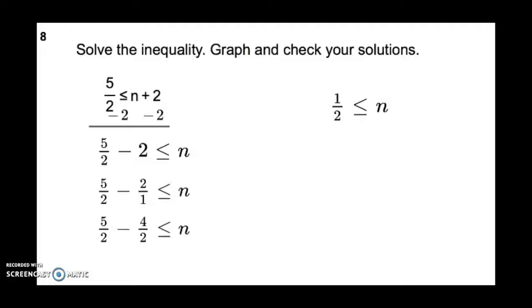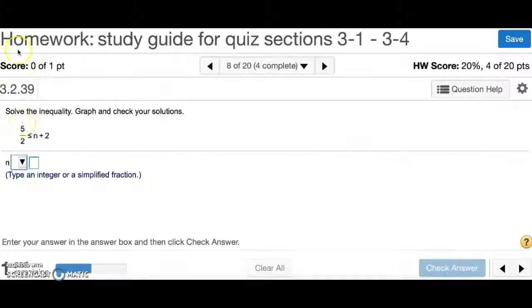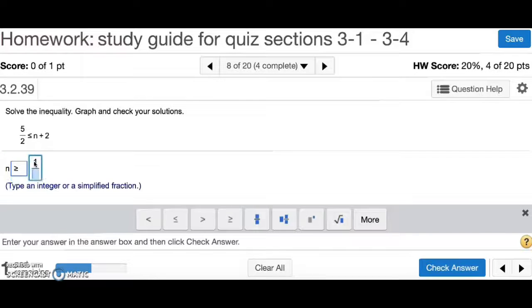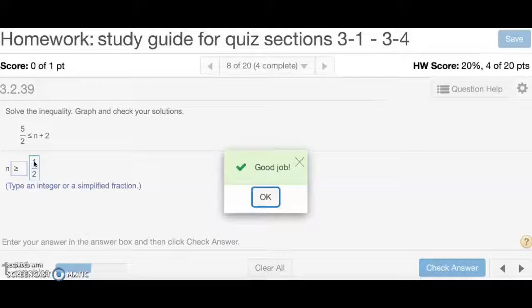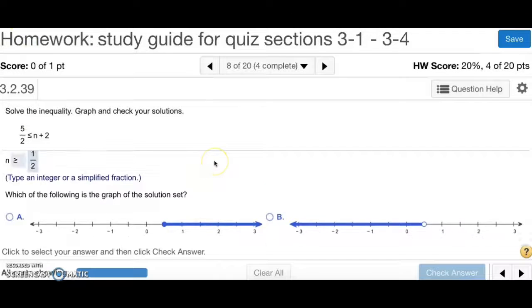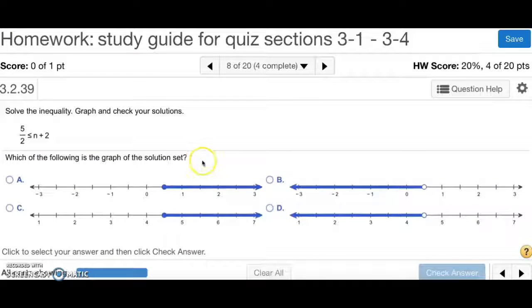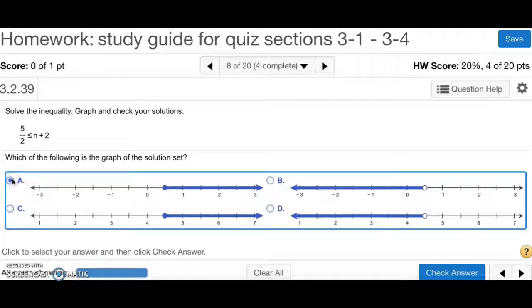But now the n has to be on the left. So put the n on the left, 1/2 on the right, and switch the direction of the inequality. So the answer is n is greater than or equal to 1/2. Let's type that in and graph it. So drop down, greater than or equal to, and 1/2. And that's the answer for number 8. Graphing it, we would start at 1/2, and we're going to the right, closed circle. 1/2 is between 0 and 1, not 4 and 5, so the answer would be A for the graph.